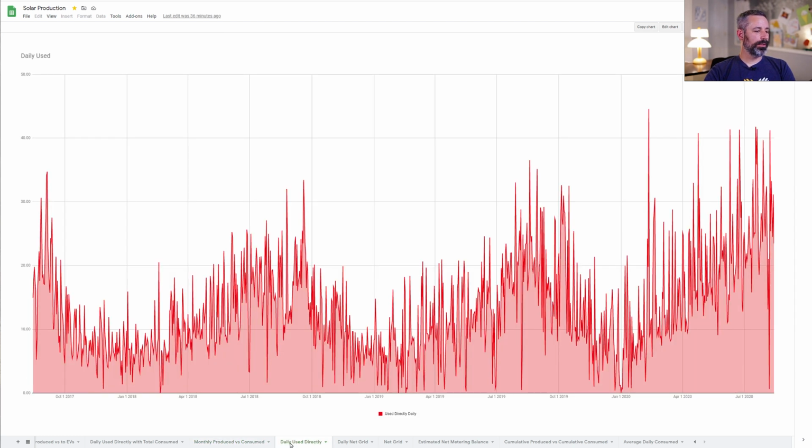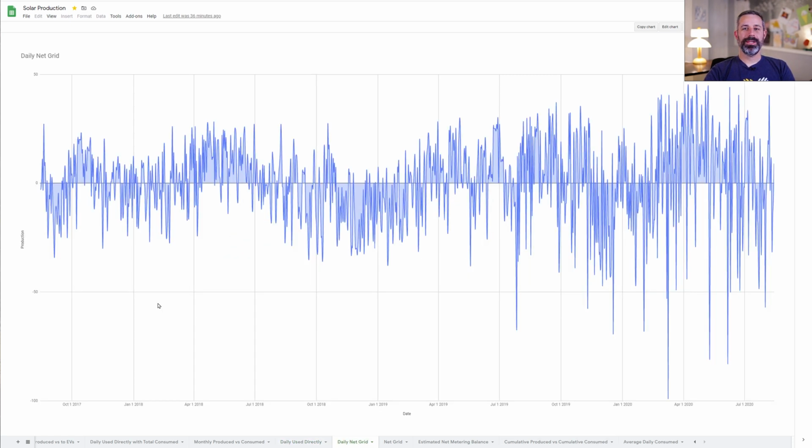Daily used directly. So this is the same daily number of how much electricity was used directly, but doesn't have anything else overlaid on it. And then we have daily net grid. So for each day, we may have produced a net positive, or it might have been a net negative. Sometimes we produce very little, like if there's snow on the panels and we still are using electricity that day, so we'd run a negative. You'll see over here there's a general down curve in the winter time, and then when we start to get into the spring and summer, then we're generally running positive for the spring.